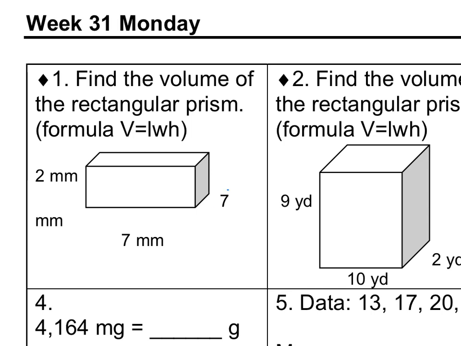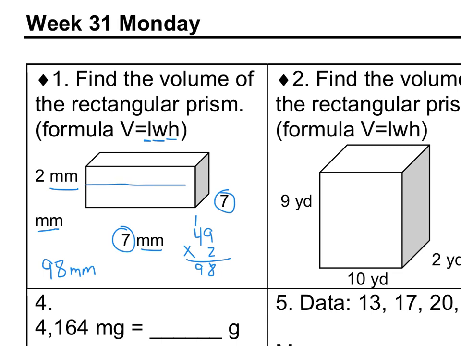So I'm going to start with 7 times 7, which is 49, and then 49 times 2 is going to be 98. And so I'm going to say that it is 98, and then the label for volume is going to be the units you're using to measure, in this case millimeters, but we're doing millimeters times millimeters times millimeters. That's 1, 2, 3 times.